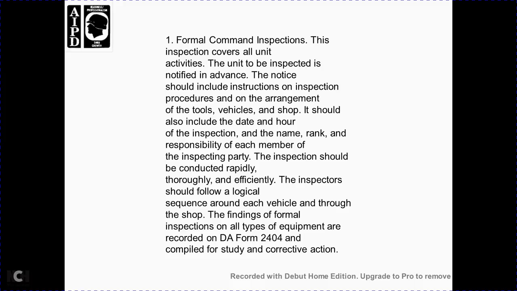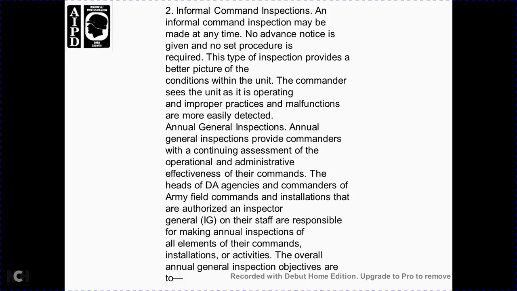The inspector is notified in advance. The notice should include the instruction of inspection procedure for the arrangement of the tools, vehicles, and staff. It should include the day and hour of inspection, the name and rank of the personnel, and each of the members of the inspection. Part of the inspection should be conducted rapidly and the inspection should follow a logical sequence, each of the vehicles through the shop. In the formal inspection of all types of equipment, the direct order on the DA Form 2404 should comply with the study and corrective action.